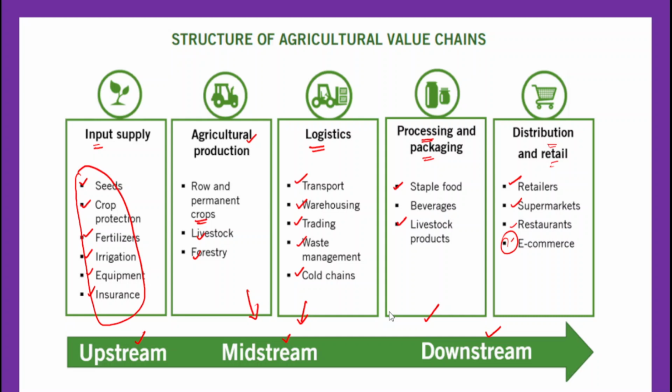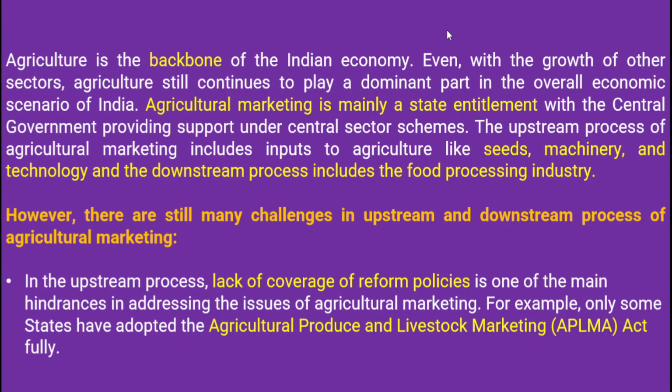So how can we ensure a proper linkage between upstream and downstream when we talk about the agriculture value chain? Okay, so this is all about the upstream and downstream linkages. Now if you carefully observe the question, it is asking about the main bottlenecks in the agriculture food processing industry. So agriculture is generally considered as the backbone.